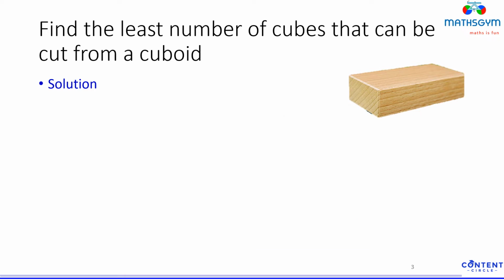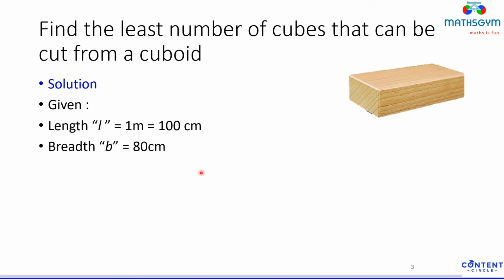So what all things are given to us? Length L is equal to 1 meter. You need to be cautious here because this unit is in meter. We need to convert it into centimeter because all other units are in centimeter. So length 1 meter is equal to 100 centimeter. Breadth is 80 centimeter. Height is 60 centimeter.